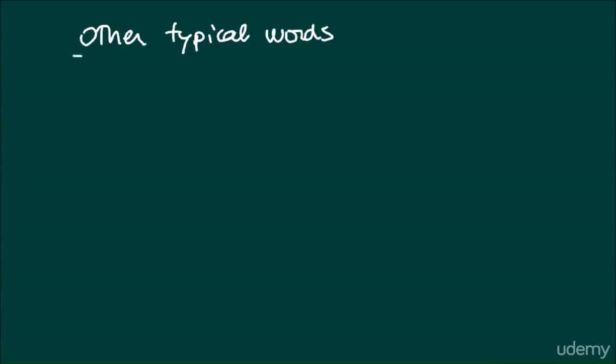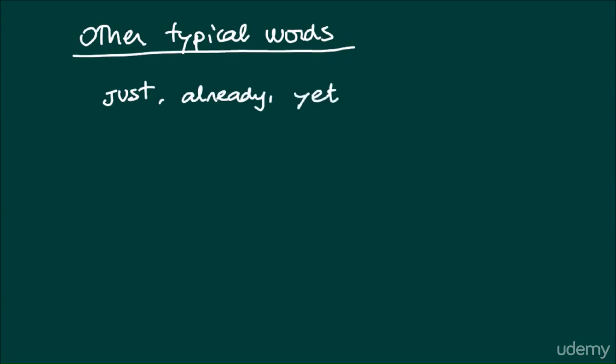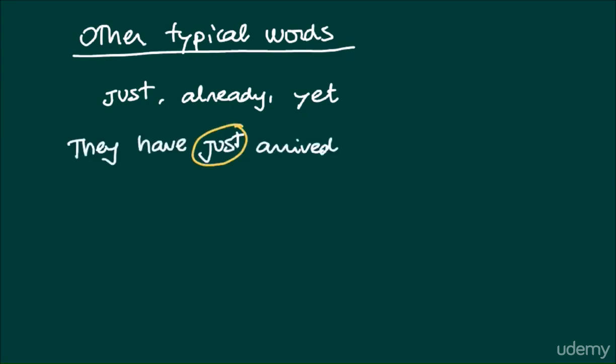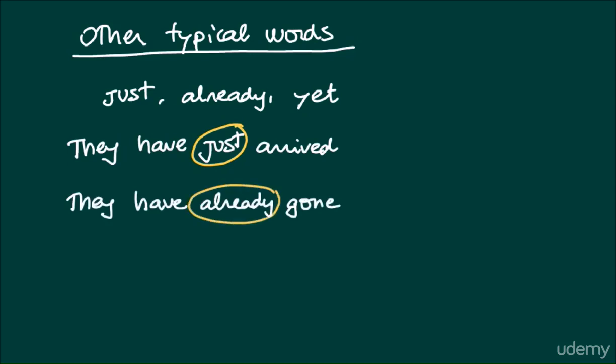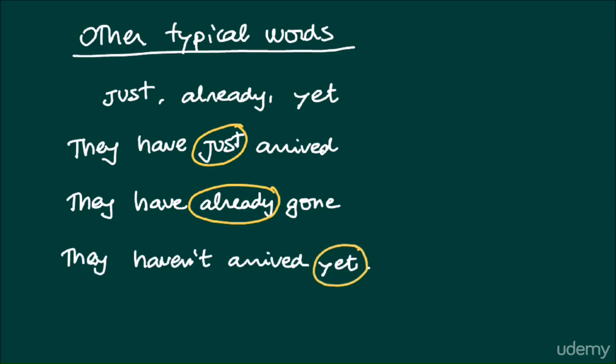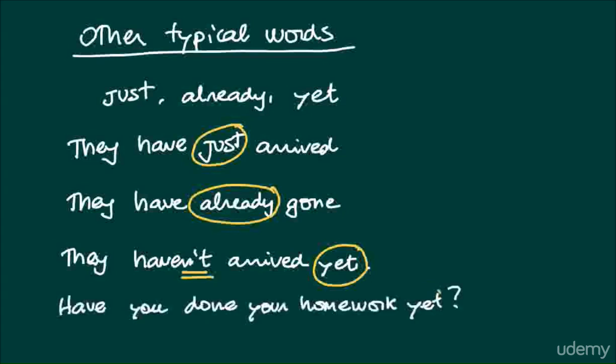Other typical or hint words for this tense are just, already, yet, that express that the action happened moments ago. For example, they have just arrived. They have already gone. They haven't arrived yet. Notice that yet is only for negative sentences or questions like, have you done your homework yet? But not for positive sentences. And notice that it is placed at the end of the sentence.